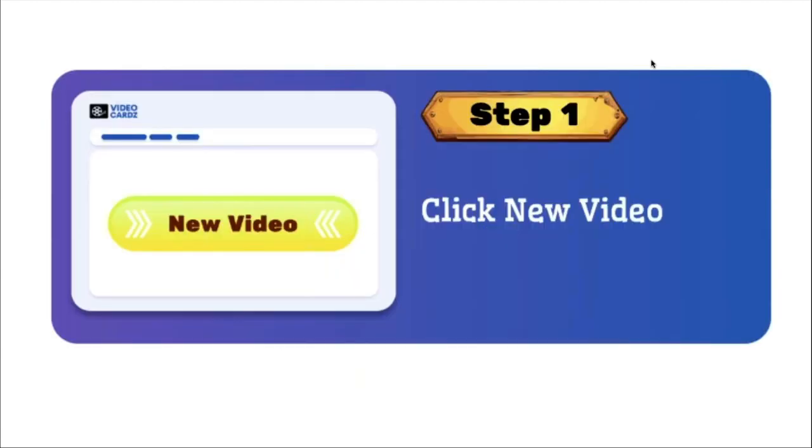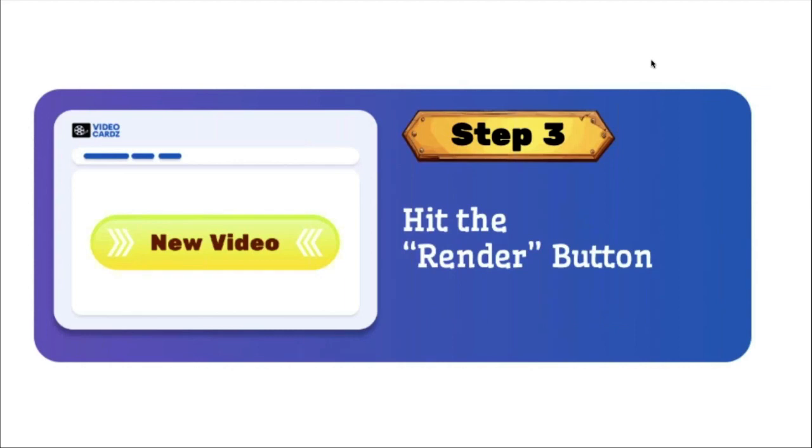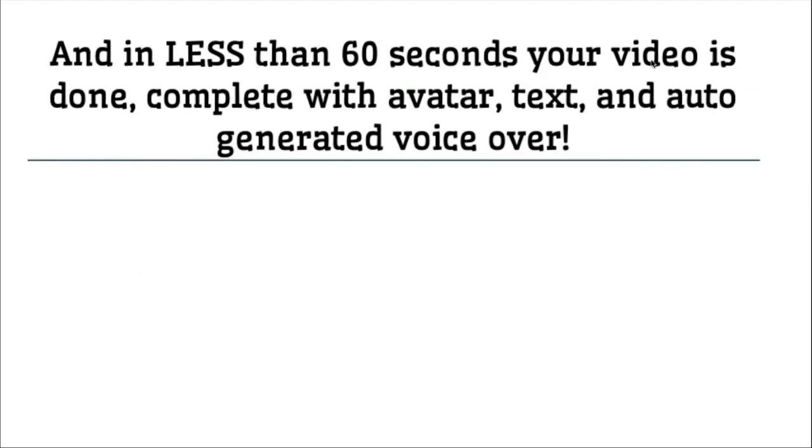So here's the thing. All you do, you log into the system and you click on a button that says new video. That's pretty simple. Then you can either copy and paste your text, which is the hard way of doing it and takes maybe 2 minutes, or you can have the AI actually write your entire video for you. And then all you do is you hit the render button and it's done. It will create a fully done for you video in less than 60 seconds.